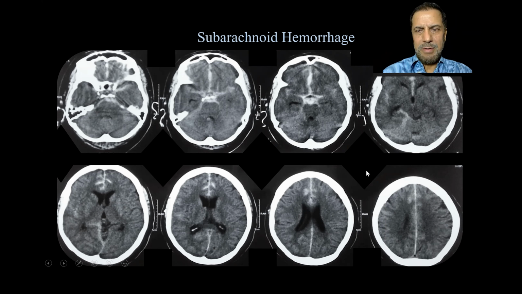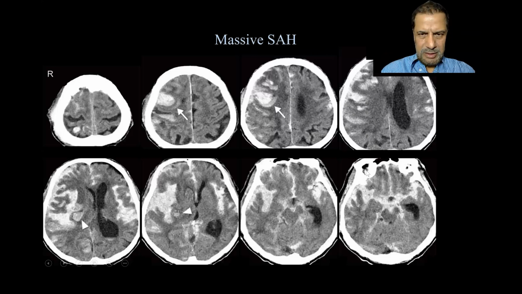So profound subarachnoid hemorrhage. And then if it's a massive subarachnoid hemorrhage with some component of intraparenchymal hemorrhage, like here, with a fluid level and a lot of hemorrhage there.